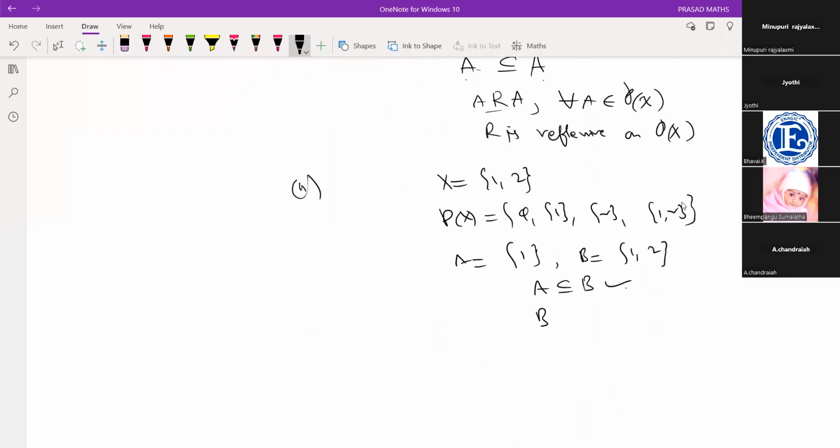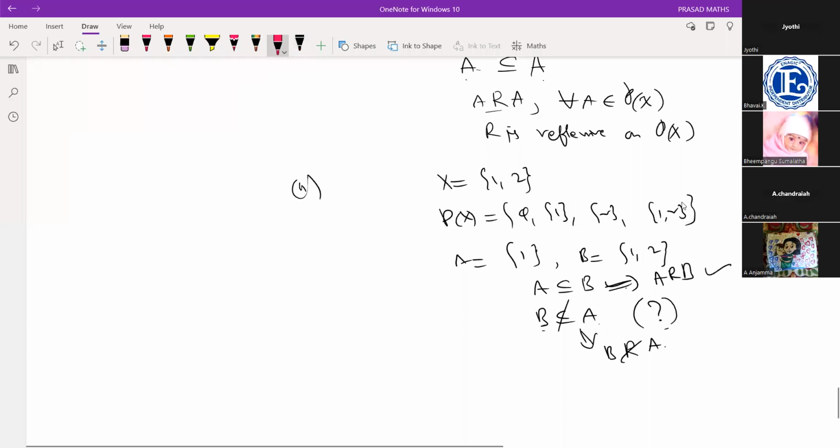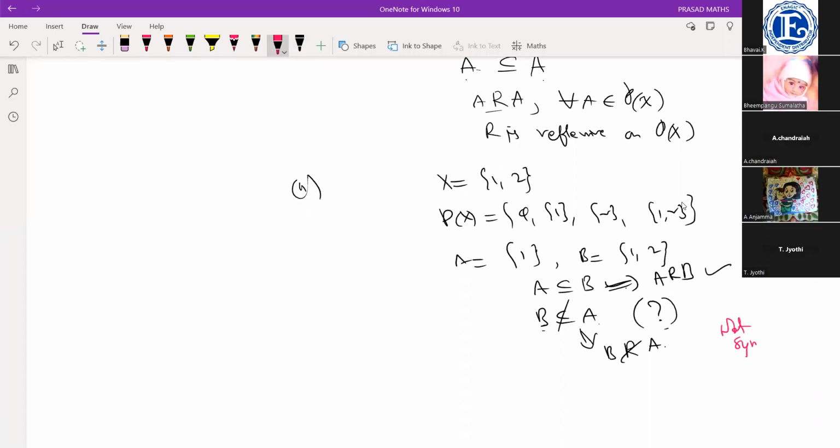Question: is B a subset of A? Is it true? No, sir, not true. A subset of B means A is related to B. Here B is not a subset of A, which means B is not related to A. So A subset of B holds, but B subset of A does not. Therefore it is not symmetric on the power set.